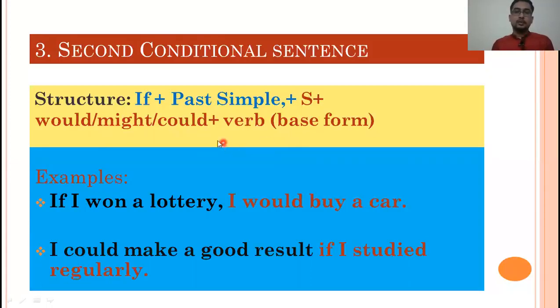So তোমরা যেটা দেখতে পাচ্ছ যে for the first time we get past tense, I mean past simple in the condition part, and the outcome part or result part or consequence part, we see after subject you need to use a modal would, might, could plus verb base form. So let us look at the examples.